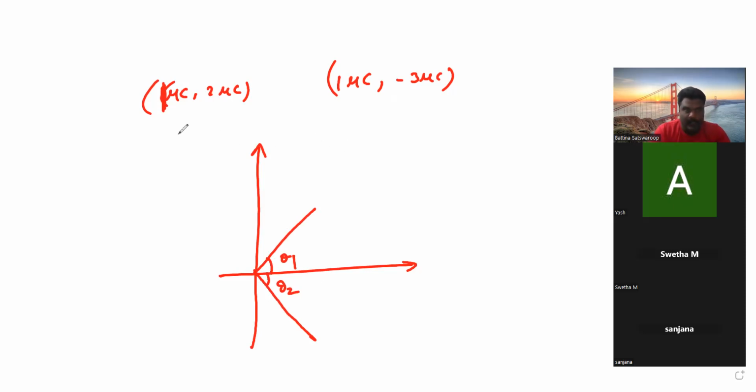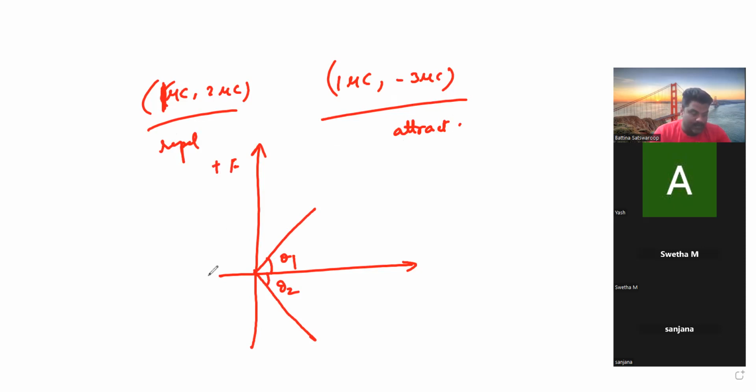So if both are positive, they will repel. If one is positive and one is negative, they will attract. Okay, so this is plus F and you will show this one as minus F. So the attractive force is on this side and the repulsion is on the other side. Okay, that's all. That is regarding chapter 1. We will move to chapter 2 now.